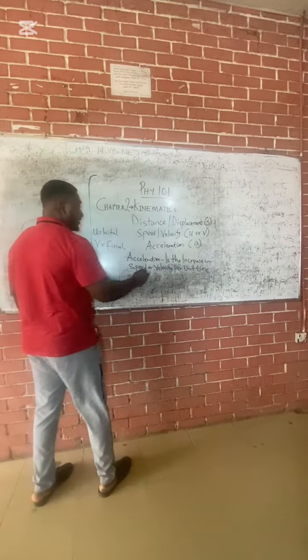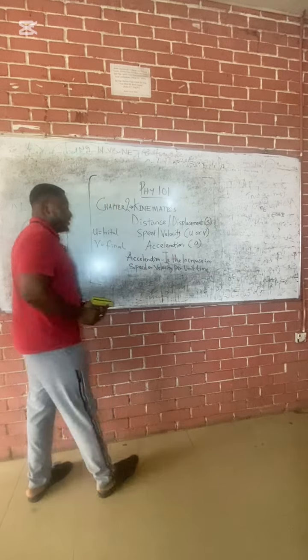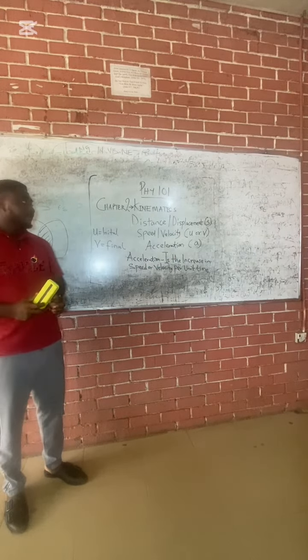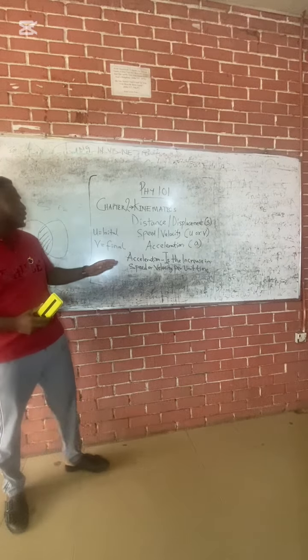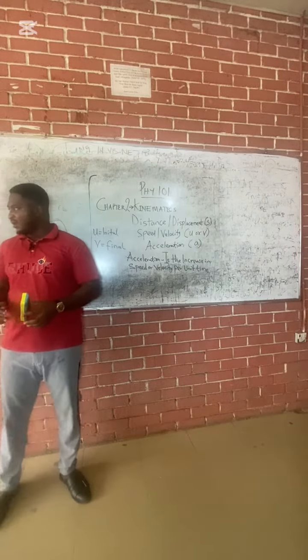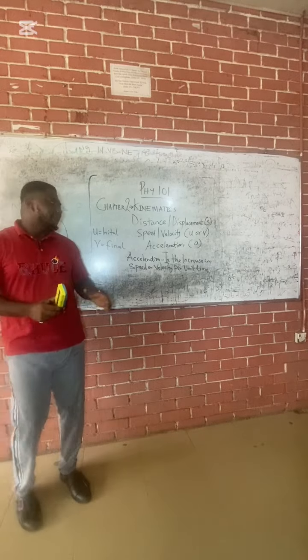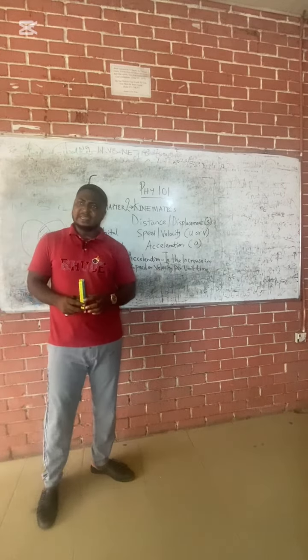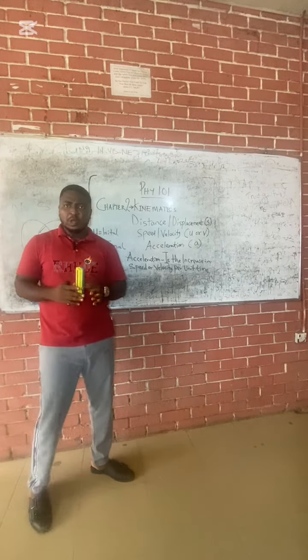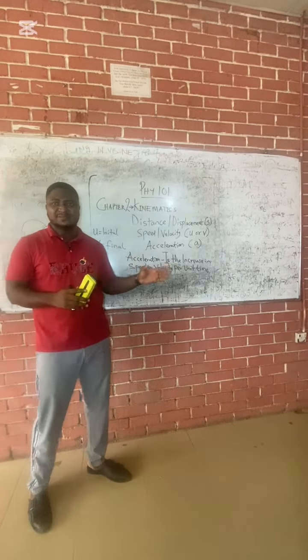Acceleration is the increase in speed or velocity per unit time. So class, for a body to have accelerated, there must be an increase in the speed or the velocity. This means that a body could be moving but not accelerating. A body could be moving but not what? Accelerating.